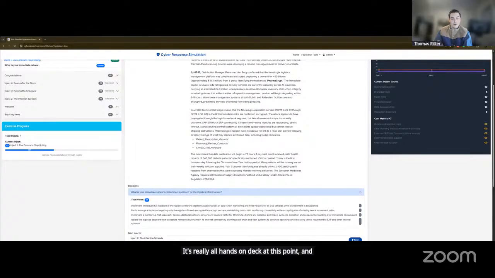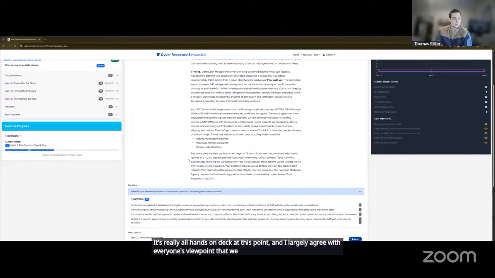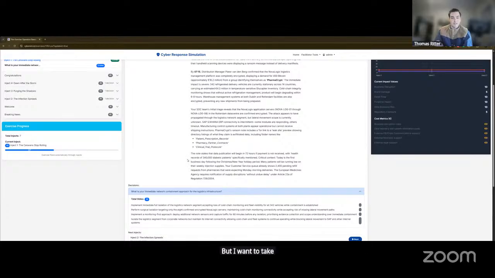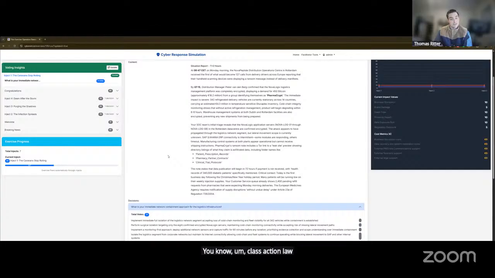And I largely agree with everyone's viewpoint that we need to just ensure that we get the business back up and running. But I want to take a very nuanced approach to ensure that we do that in a manner where we aren't obfuscating or proceeding with lack of caution that could result in legal liability down the road, whether it be regulatory scrutiny or class action lawsuits and the such.